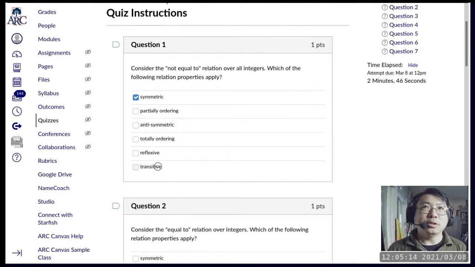So in this case, you can choose A to be 1, you can choose B to be 2, and then choose C to be 1 again. So in that case, it doesn't work, right? Because A does not equal C, 1 does not equal 1, is not true. So we know it is not transitive.